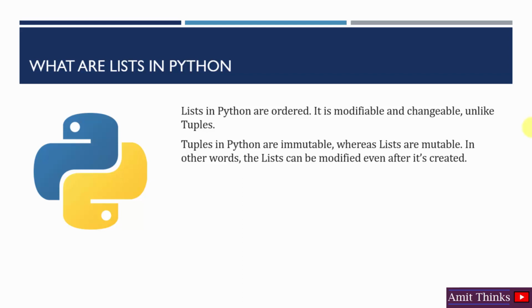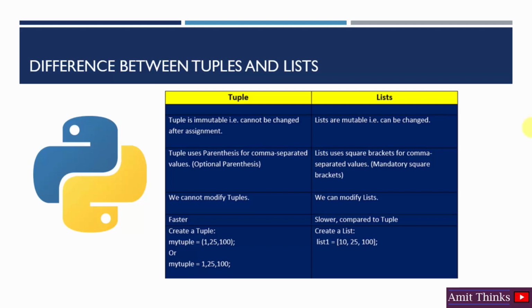You can easily modify it after creating, unlike tuples. Tuple is immutable and list is mutable. That means tuples cannot be modified once they get created, but Python lists are mutable. That means you can modify it even after it's created. Okay, let's see the difference quickly. I told you tuple is immutable, it cannot be modified, but lists are the opposite, they can be modified.